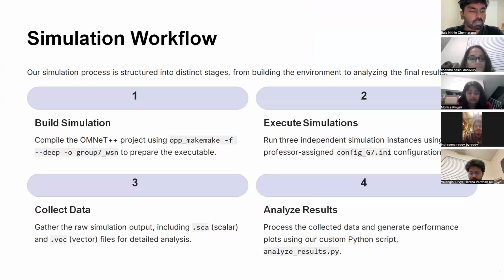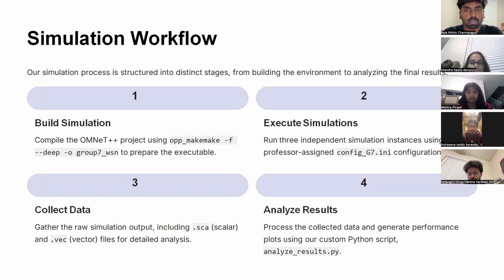So coming to the simulation workflow, here in the build simulation, first we build the Omnet++ project using the opp_makemake -f --deep command with the group 7 parameters to prepare the executable. This command generates the makefiles and compiles all the C++ modules, including the app.cc, routing base.cc, baseline routing.cc, and hybrid routing.cc files. The result is an executable stored under group 7.